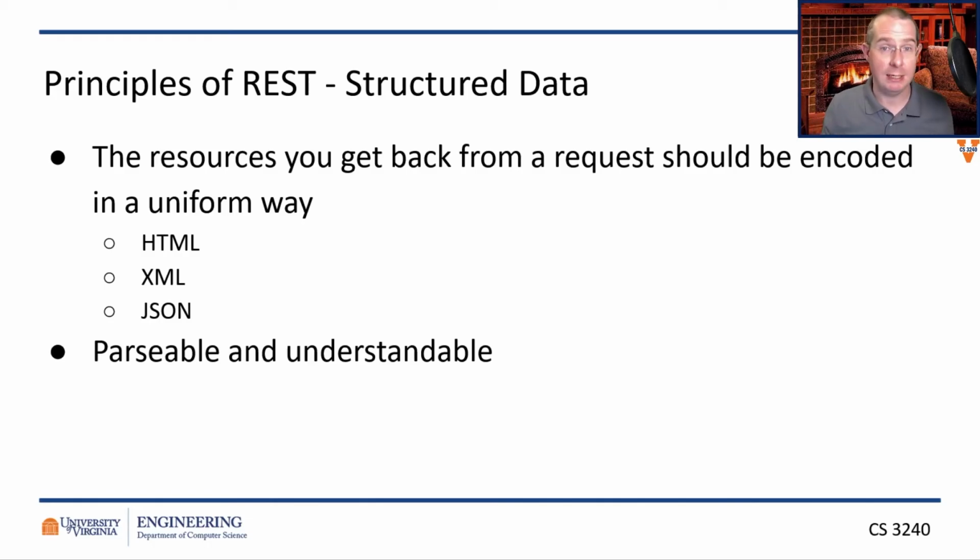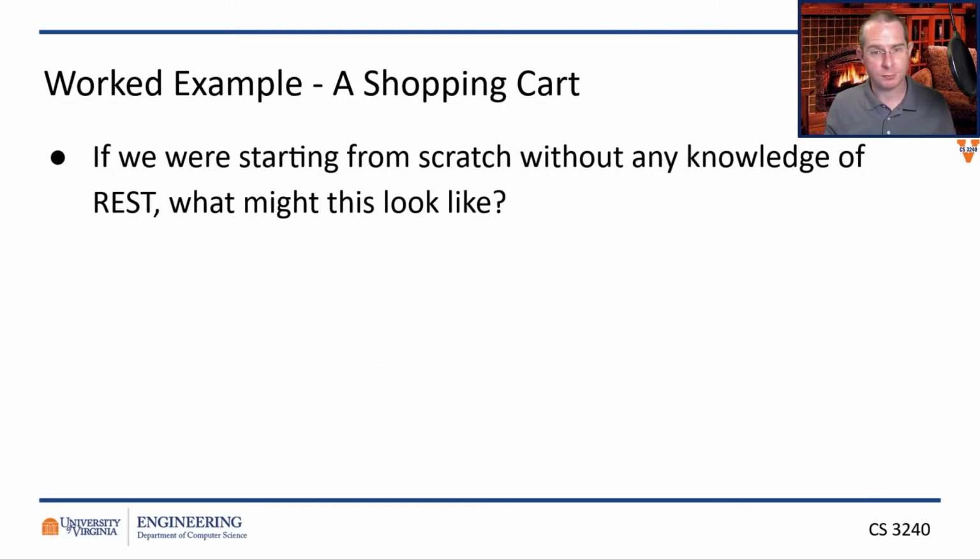And then finally, structured data. So whenever you get a response, it's going to be formatted in some way. It could be HTML, it could be XML, it could be JSON, but basically it has to be parsable and understandable. So we have statelessness, idempotency, addressable resources, well-defined operations, and structured data. Those are the 5 aspects of REST. So whenever you're looking at a RESTful architecture, you should find some degree of those things.